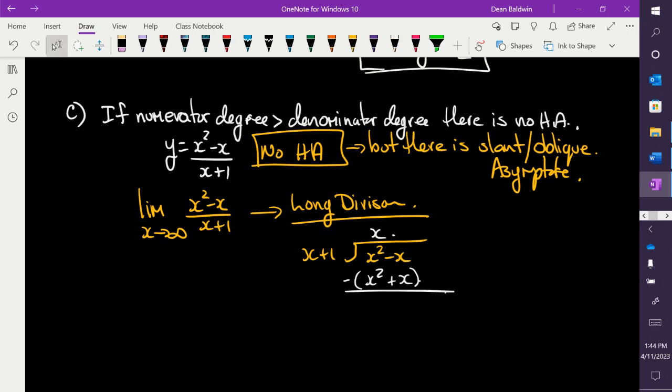All right. Then you subtract them. X squared minus x squared is no more x squared, 0. Negative x minus x is negative 2x. And then you ask yourself, how many times does x go into negative 2x? Or what do I multiply x by to get negative 2x? Negative 2. And then you multiply negative 2 times that. Negative 2 times 1 is negative 2. There's a 0 there. We bring down the 0.